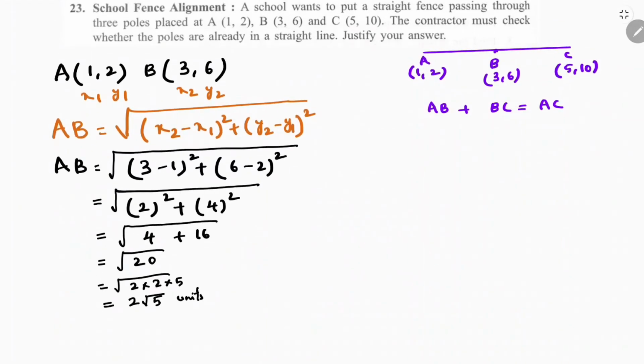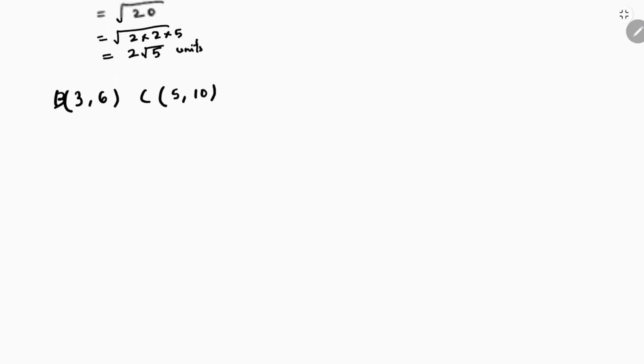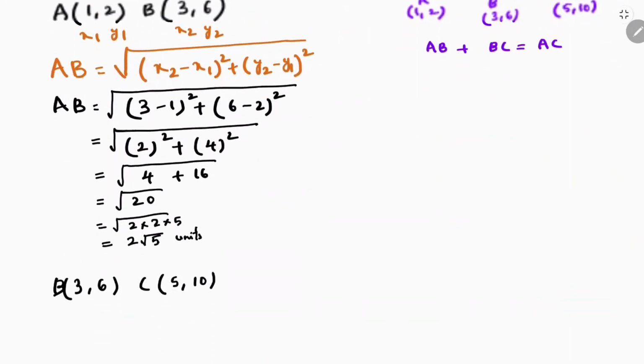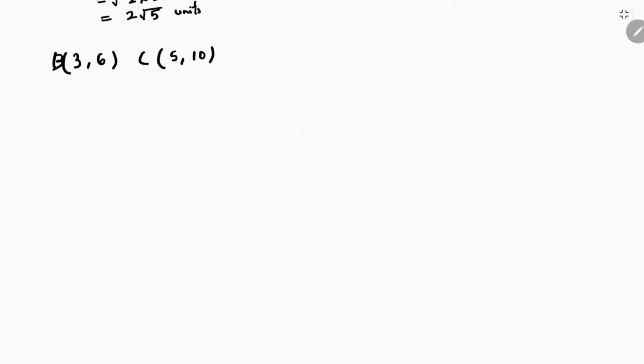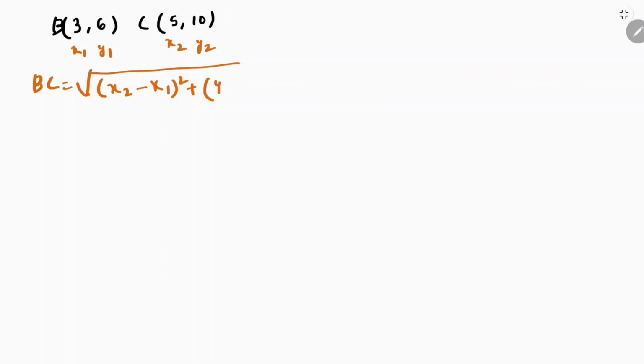Now I'll find BC, the distance between B and C. B is (3, 6), C is (5, 10). Here I'll write x1, y1, x2, y2. So the distance formula is under root x2 minus x1 whole square plus y2 minus y1 whole square.